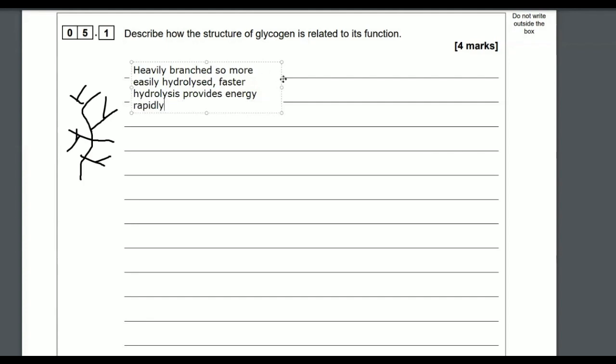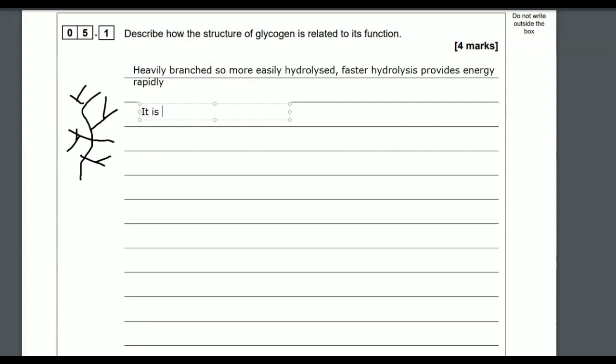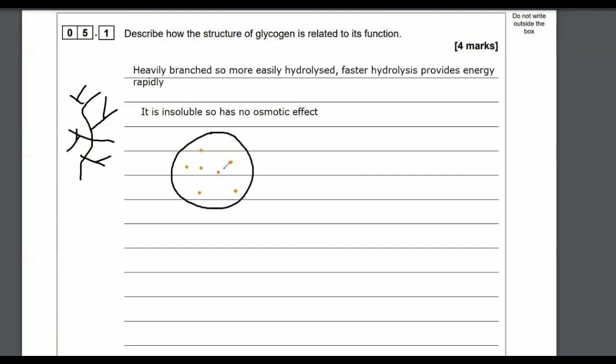This is a reason why animals can move about, because we store our glucose as glycogen, which is more easily hydrolyzed than starch, and plants can't access their energy as quickly. But also, just like starch, glycogen is insoluble, so it has no osmotic effect. In fact, all the storage molecules have to be insoluble. It doesn't matter which type of question you're doing, whether you're doing amylopectin, amylose, they have to be insoluble.